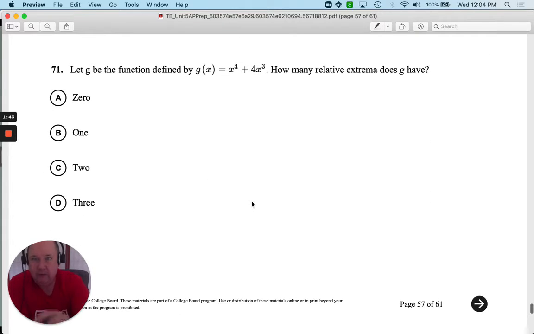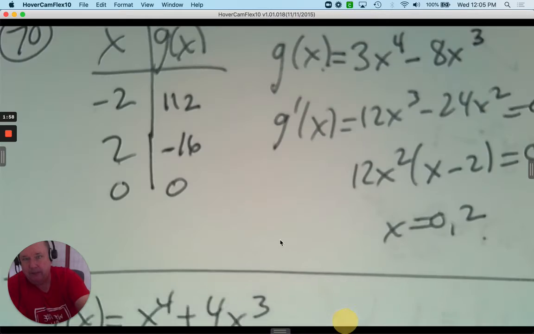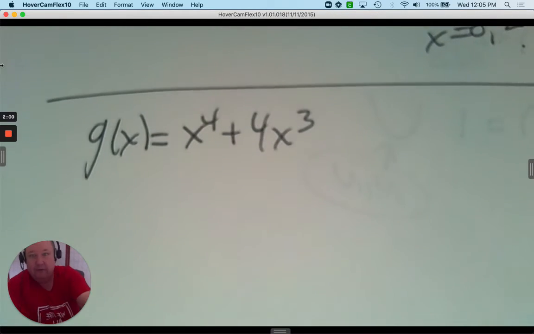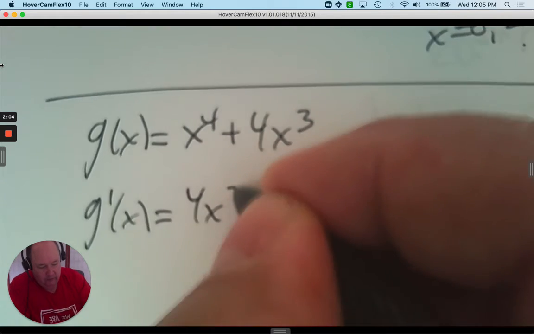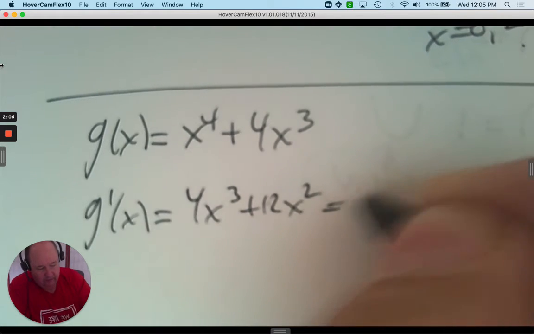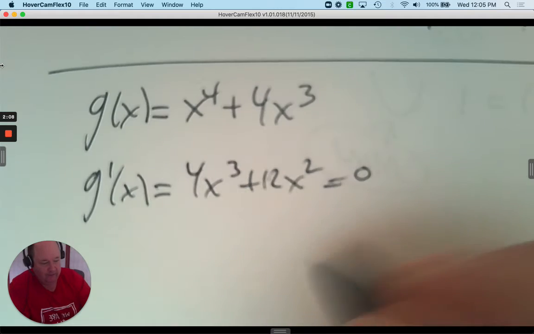Number 71, let g be that function. How many extrema does that one have? Both maximums and minimums. So how do I do that? So I'm writing down the function to find how many extrema, how many maximums and how many minimums. You take the derivative and make it equal to 0. So the derivative is 4x cubed plus 12x squared. We're going to make it equal to 0.